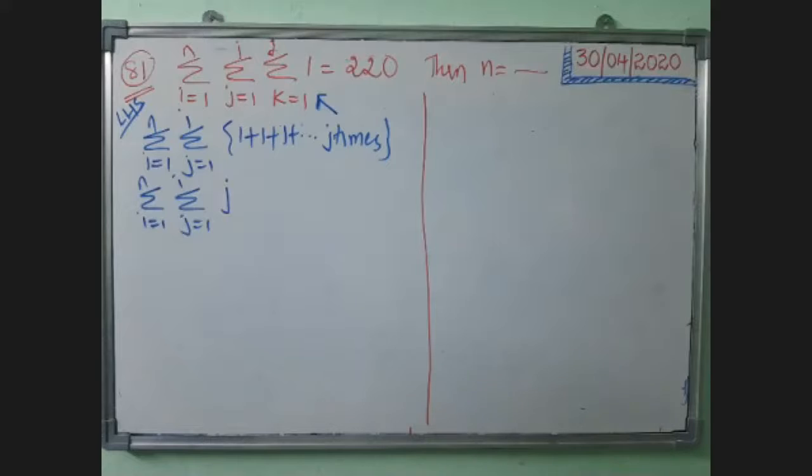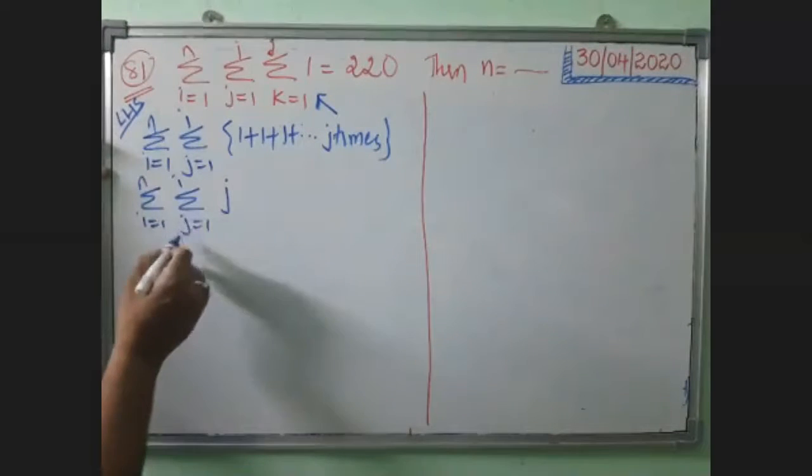Remember, whenever you are solving more than 2 or 3 sigmas, the approach should be only from the right side. So once the sigma is removed, I will solve this. Now I have to see, this is j equal to 1 to i.